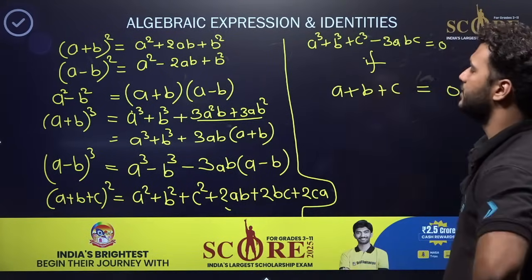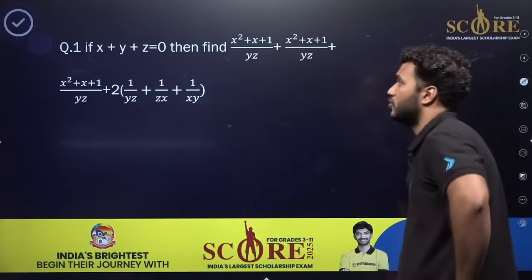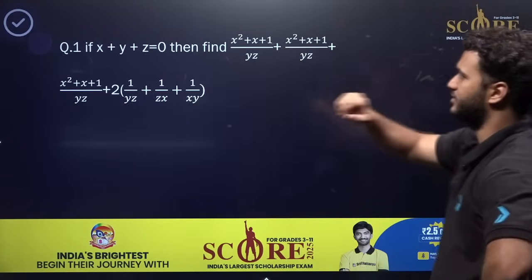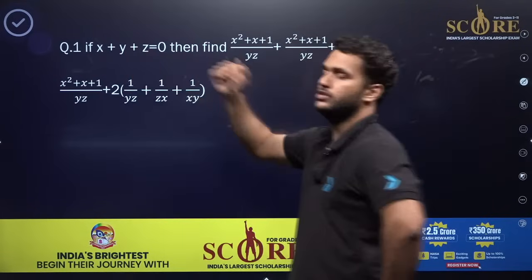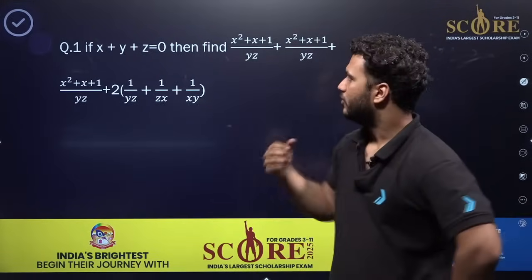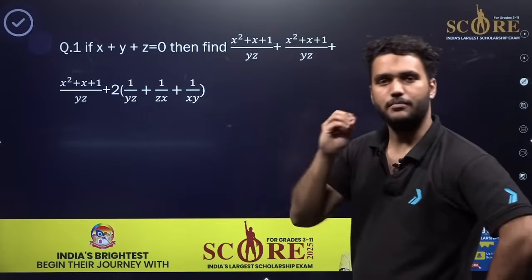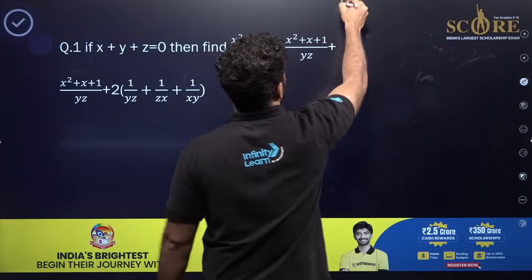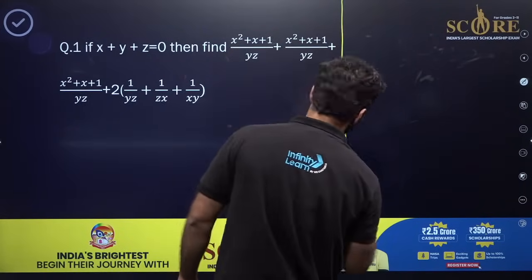Okay, so is it clear, guys? Next, let's take questions. In the first question, you're going to get that x plus y plus z equal to 0. It means surely x cube plus y cube plus z cube equal to minus 3xyz must be equal to 0. Okay, I'm going to need much space for this question.